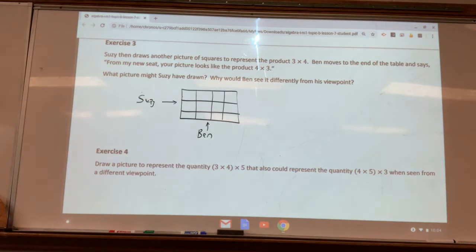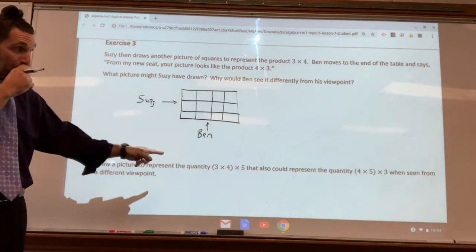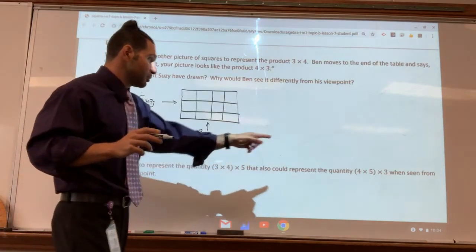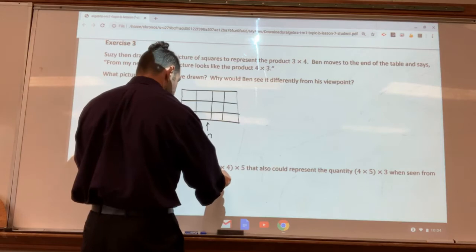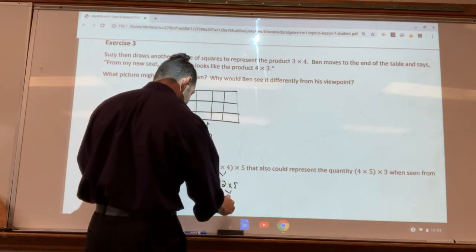Now, do we need the pictorial representation? Not really. Do I need to draw this picture? No. But I want you to understand why it does not matter the grouping. So not only did they do the commutative property here, they switched a lot of things. So 3 times 4 times 5, you do the parentheses first. This is 12 times 5, which is 60.